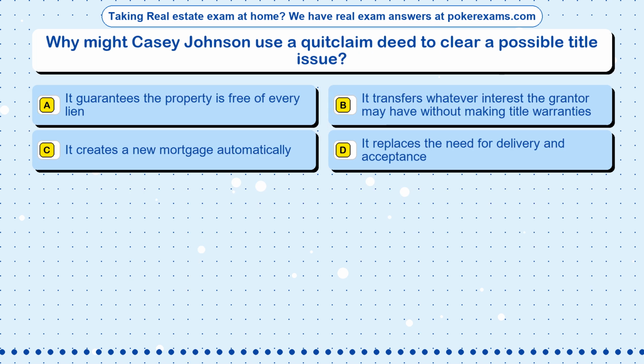Question 82. Why might Casey Johnson use a quitclaim deed to clear a possible title issue? Option A. It guarantees the property is free of every lien. Option B. It transfers whatever interest the grantor may have without making title warranties. Option C. It creates a new mortgage automatically. Option D. It replaces the need for delivery and acceptance.